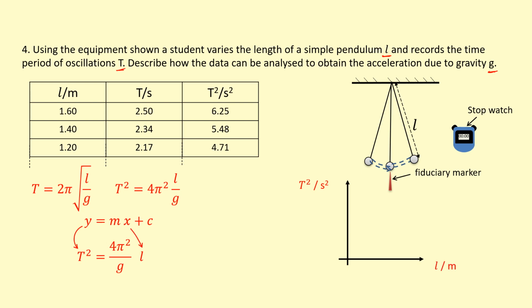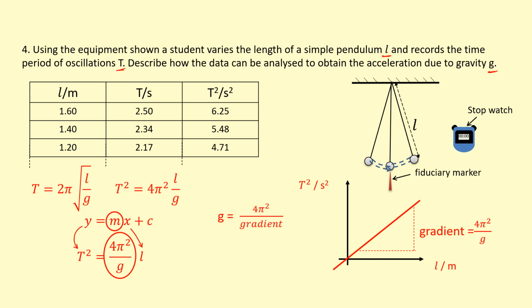So this should give me a straight line going through the origin. There's no y-intercept here. The thing that's multiplied by x is 4 pi squared over g. So that's going to equal my gradient. And so once I've figured out the gradient by change in y over change in x, I can get g by doing 4 pi squared over the gradient.